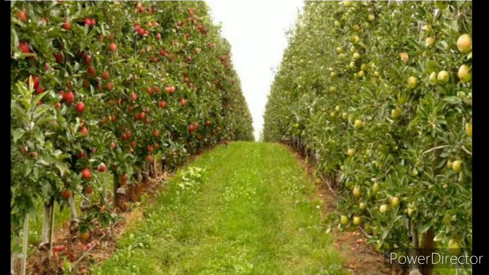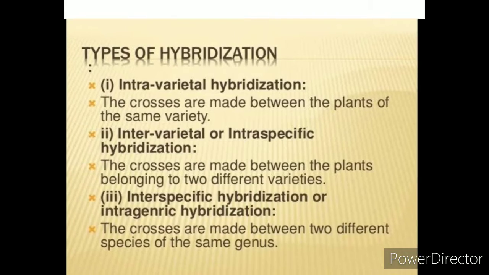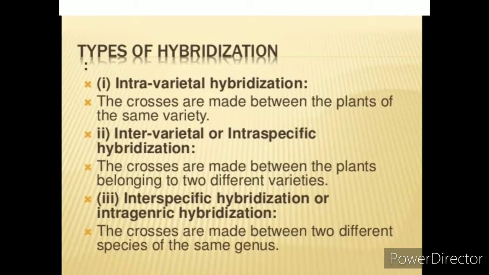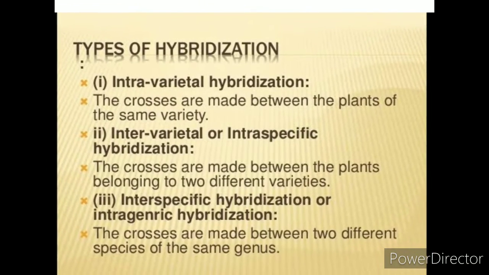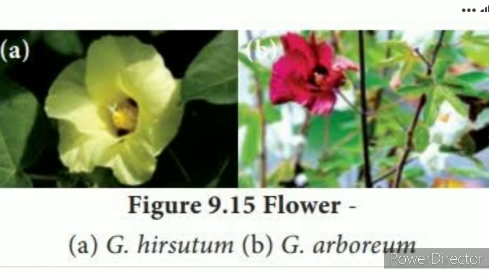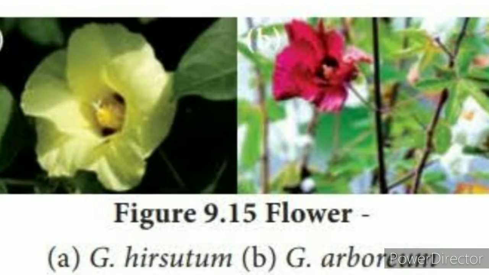Third one is interspecific hybridization. The cross between the plants belonging to different species belonging to same genus. It is also called intragenic hybridization. Example, Gossypium varieties, that is cotton. Gossypium hirsutum and Gossypium arboreum.